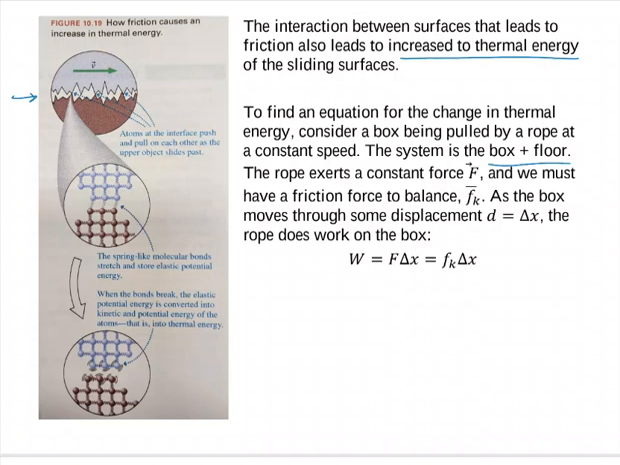So that is we have F in one direction, we have F sub K then for our friction force. As the box moves through some displacement, we have D for our delta X. The rope does work on the box.